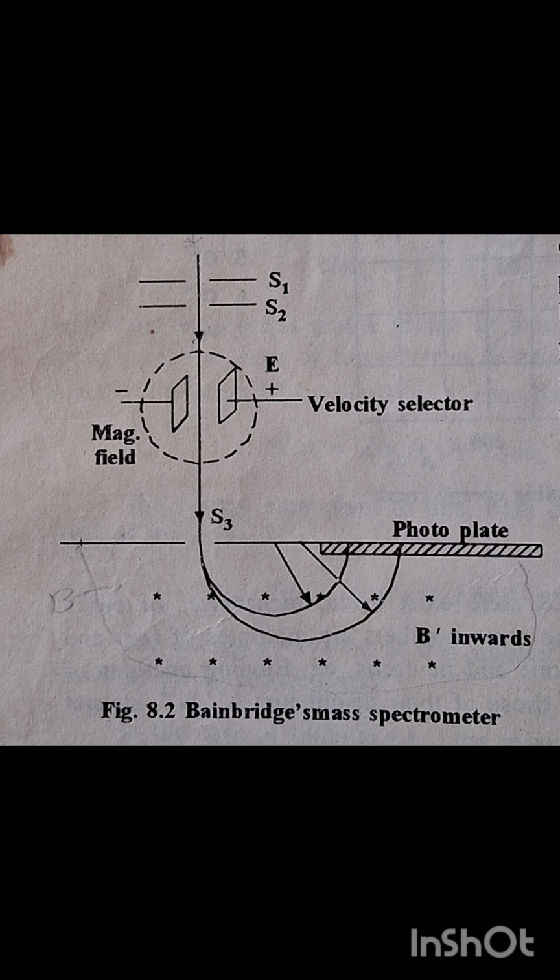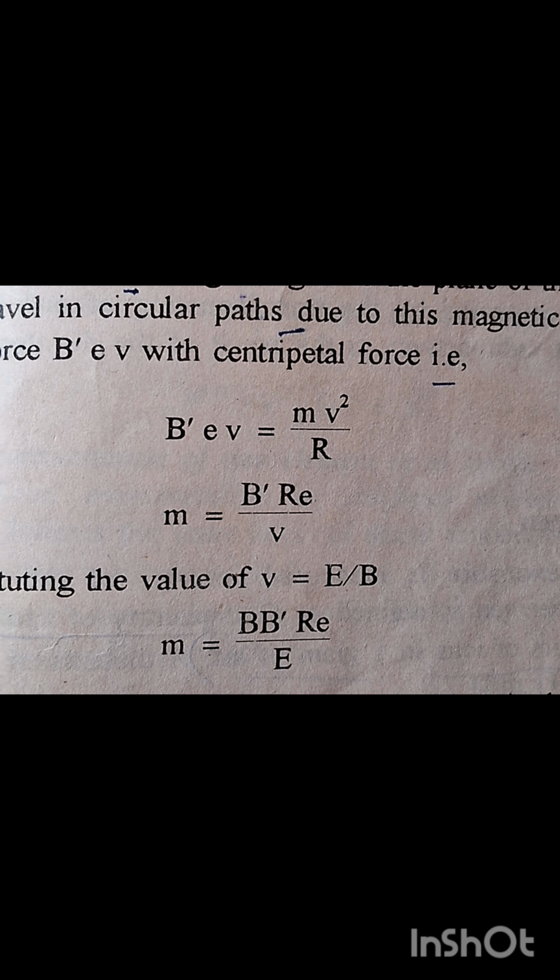The ions having the same velocity v equal to capital E divided by capital B, emerging from the velocity selector through S3, are subjected to a uniform magnetic induction B prime at right angles to the plane of the paper. These ions are made to travel in circular paths due to this magnetic field. By equating the magnetic force B prime into e into v with the centrifugal force, that is capital B prime into e into v equals m v square divided by capital R, small m equals capital B prime into R into e divided by v. Substituting the value of v equal to capital E divided by capital B, m equals capital B into B prime into R into e divided by capital E.